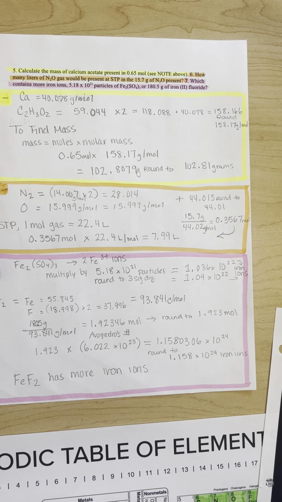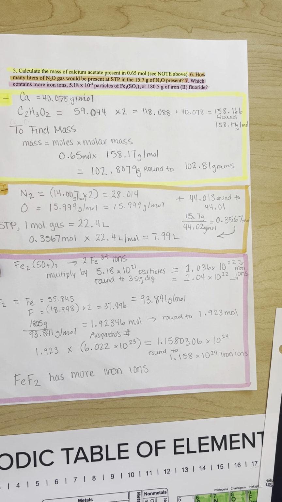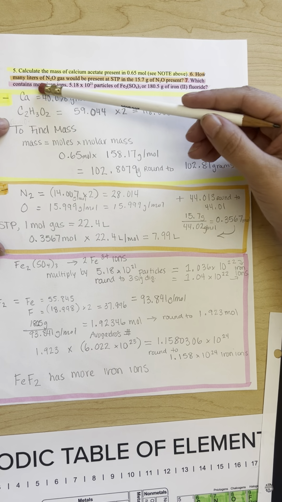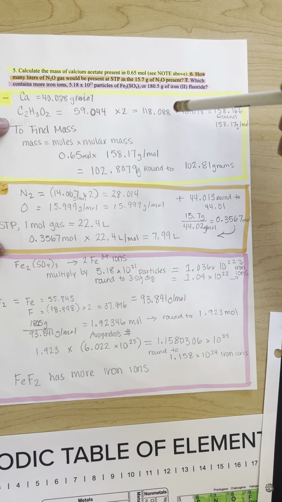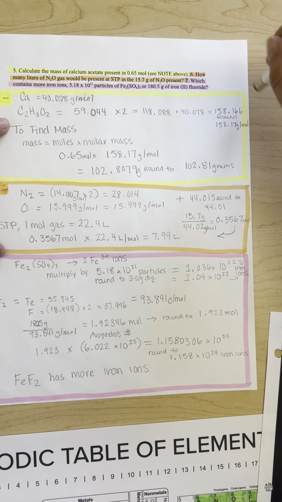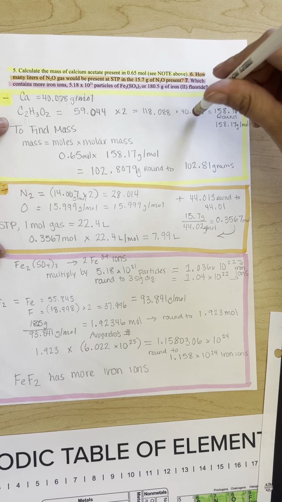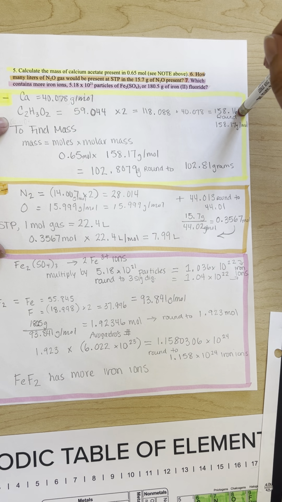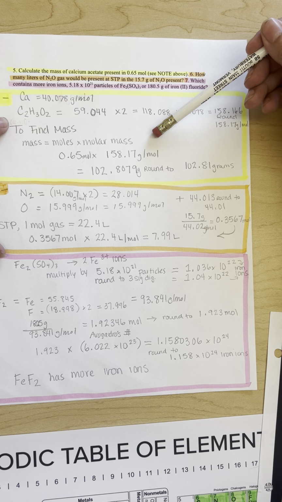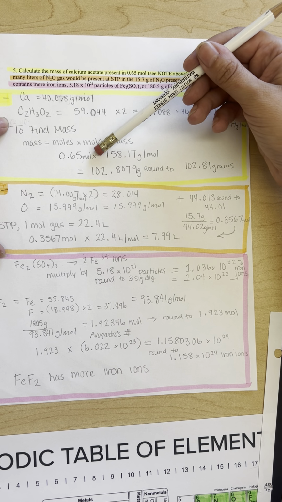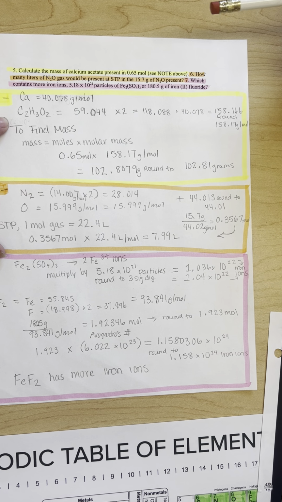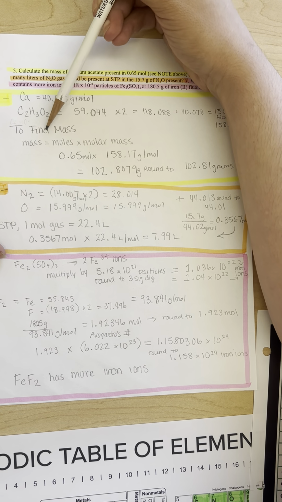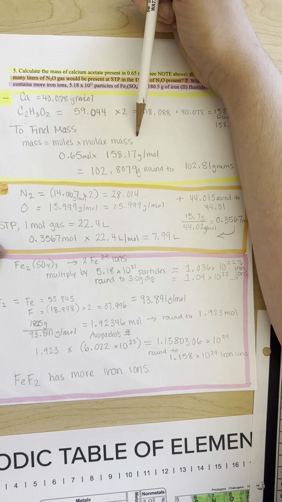So in number 5, we're asked to calculate the mass of calcium acetate present in 0.65 moles. So we found how many grams per mole for all of this. So we added all of those together. So we had 158.17 grams per mole, and we multiplied it by 0.65 because we're using this equation here to find the mass.